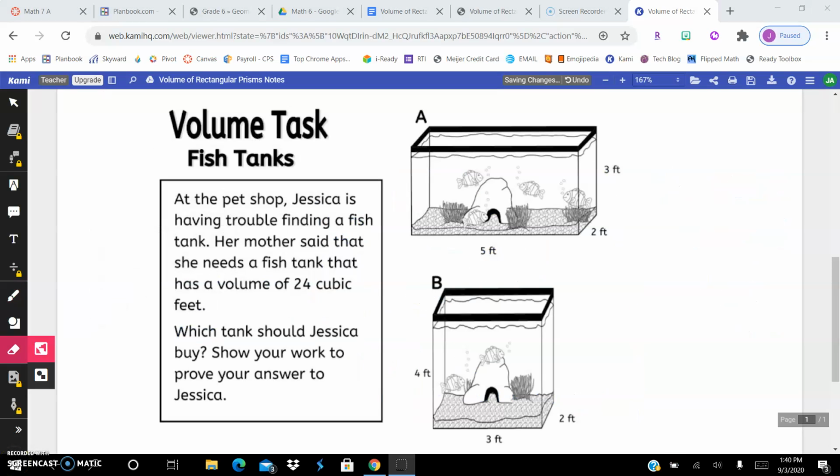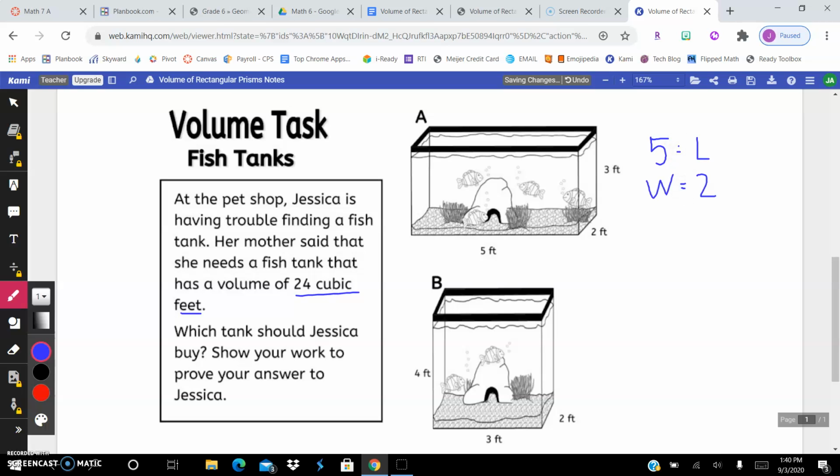The example I have here says that at the pet shop, Jessica is having trouble finding a fish tank. Her mother said that she needs a fish tank that has a volume of 24 cubic feet. Which tank should Jessica buy? Show your work to prove your answer to Jessica. So tank A over here has a length of 5, a width of 2, and a height of 3.